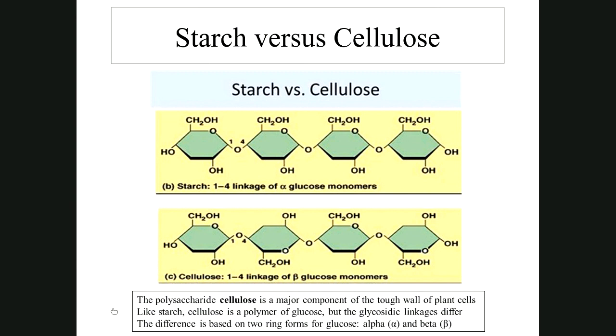So down here at the reading, the polysaccharide cellulose is a major component in the tough wall of plant cells. Like starch, cellulose is a polymer of glucose, but the glycosidic linkages differ. See, they're different. That 1,4 is different than that 1,4. The difference is based on the 2 ring forms for glucose, alpha and beta. They're not put together the exact same way. And so that bond angle, even though it's a 1,4, there's enough difference there that our enzymes will work on one and not work on the other.